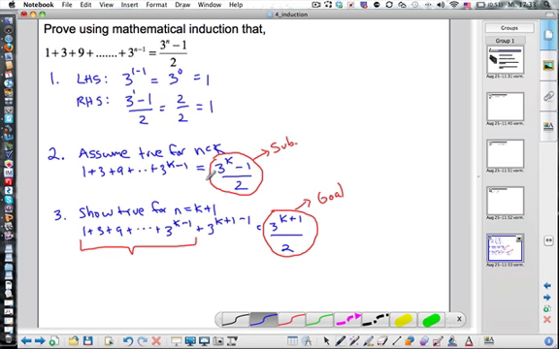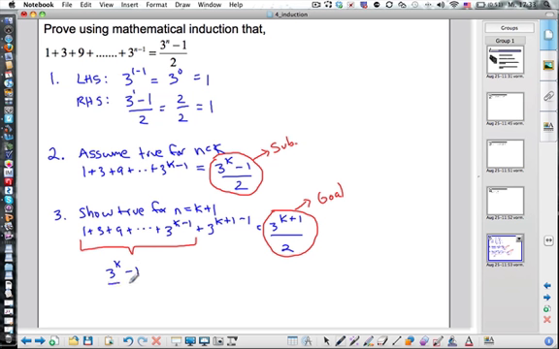Okay, so then this piece right here, like I just said, substitute. We get 3 to the k minus 1 all over 2. Plus, and I'll simplify this right here, we can combine those, 3 to the k. All right, the first thing to do with these math induction problems is to always combine these pieces here. So add the fractions, common denominators. That equals 3 to the k minus 1 plus 2 times 3 to the k all over 2.